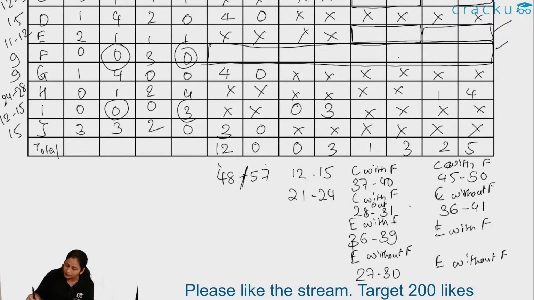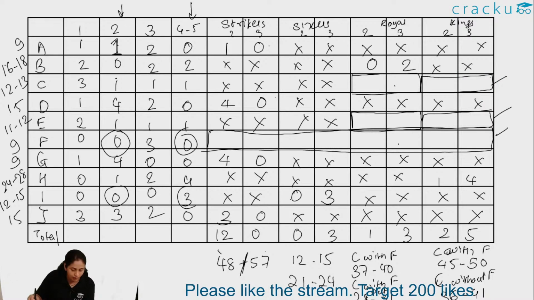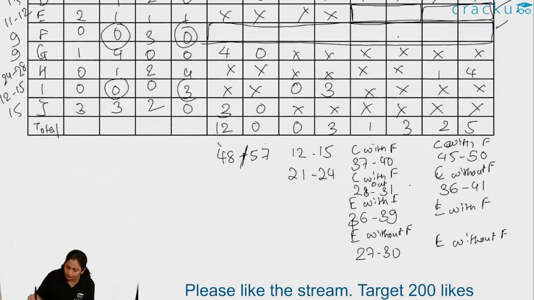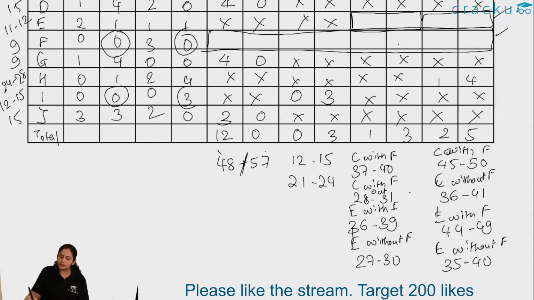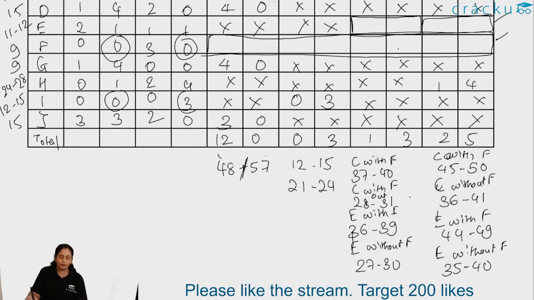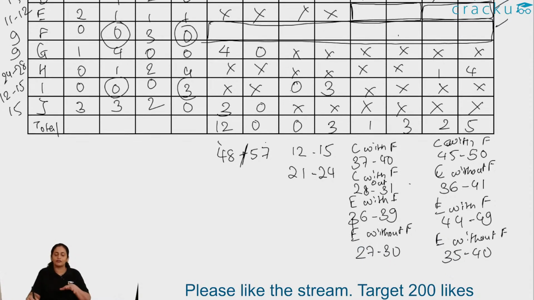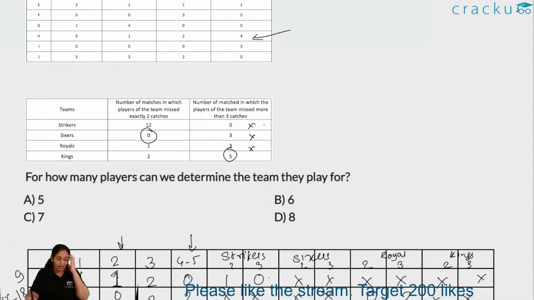Now if you have E without F, then you have 35 to 40. And if you have F in addition to it, it would be 44 to 49. So these are the possible ranges of values for the points that each of these teams has, depending on the individual configuration of where F is. So now that we have this entire table, we can go on to answer the questions.